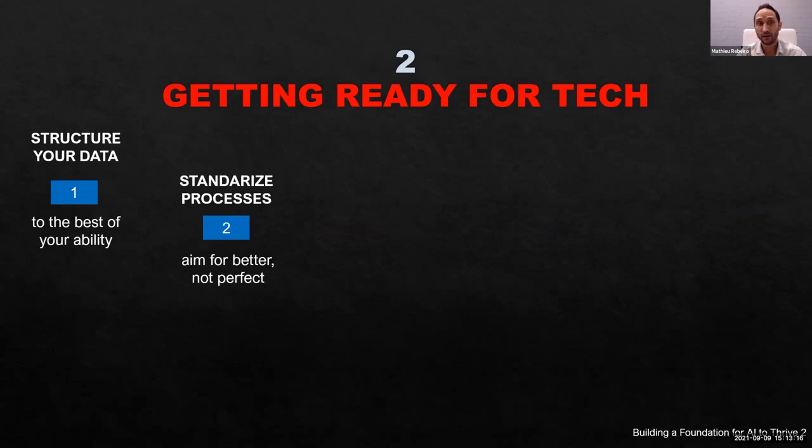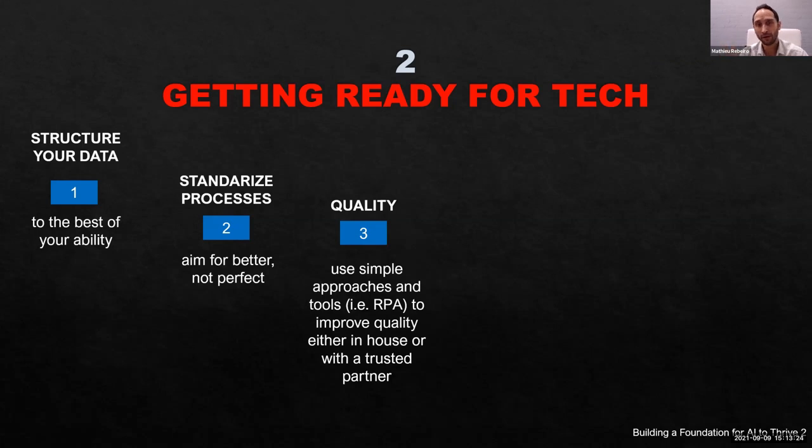Secondly, you want to standardize your processes, again, to the best of your ability. You're looking for better, you're not looking for perfect. Third, quality. You need to use simple approaches and tools, could be RPA or similar, to improve quality, either in-house or with the help of a trusted partner.